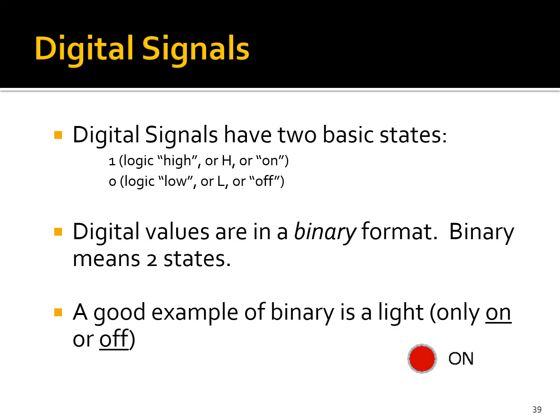So digital signals basically have two states, either a 1, which is a high or on, and a 0, which is a low or off. So the digital values are in binary format, meaning two states. A good example is a light that is only on or off. As you see on the bottom of the slide, I have a light that is either off or on.